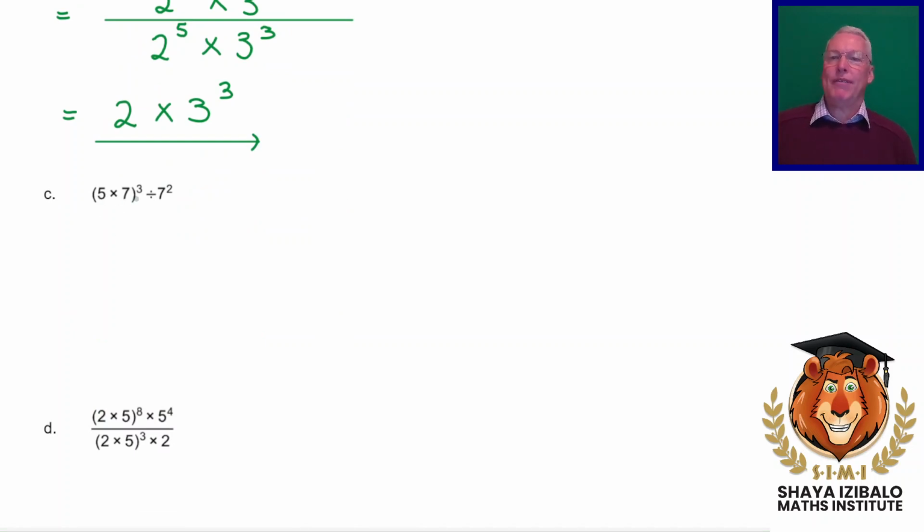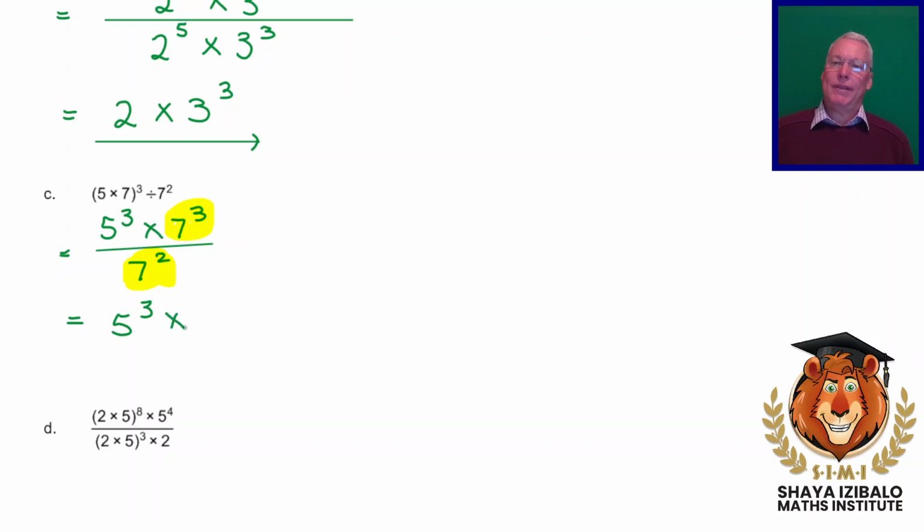Okay, right, let's look at the next one. We've got 5 times 7 all cubed. That means that the 5 must be cubed and the 7 must be cubed. And then we are dividing that by 7 squared. Right, now the only ones that have the same bases here are these two, the 7's, that and that. When we divide numbers with the same bases, we are going to subtract our powers. So we're going to get 5 cubed, that's just got to stay there, times 7 to the power of 1. We don't need to write the 1, and there's our answer.